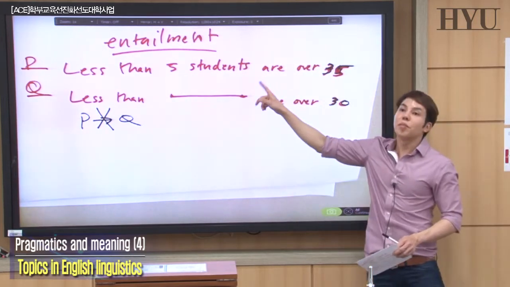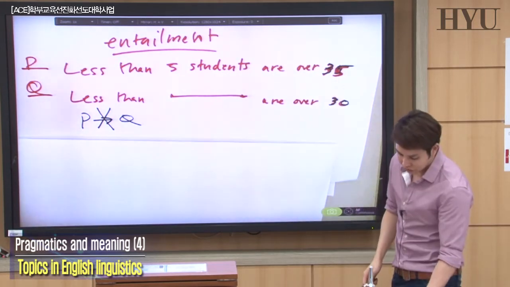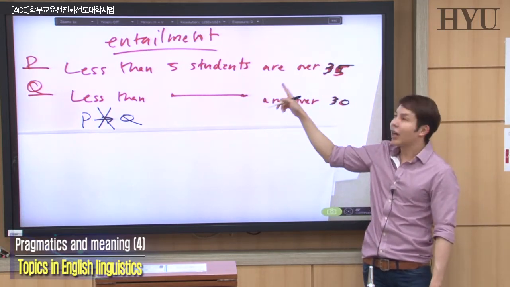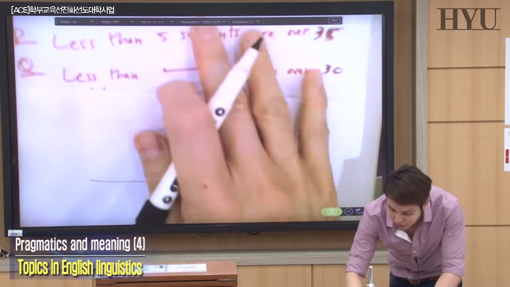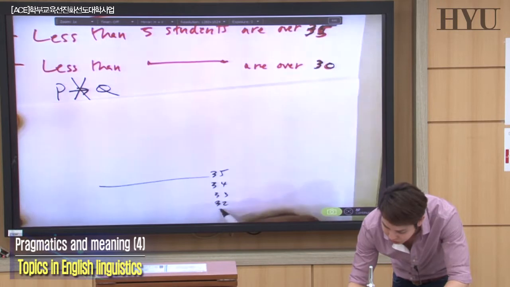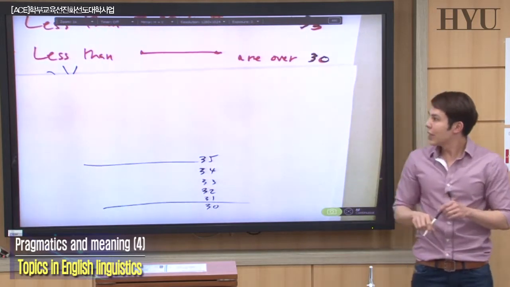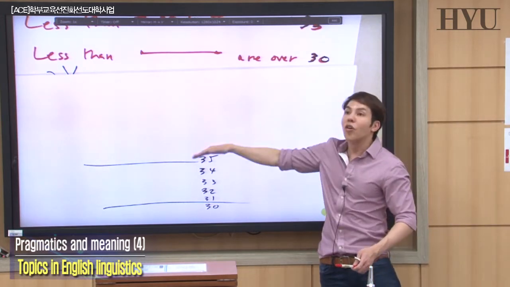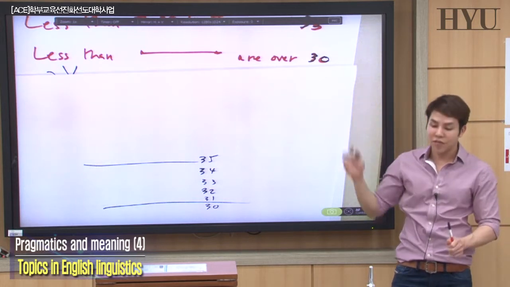Okay? So if we start from P, right? We have to start from P because P is always true, right? So if P is true, let's look at the situation when P is true. It says there, less than 5 are over 35. So you have 35 right here. Let's say that that's the age. Let's see, 35, and then 34, 33, 32, 31, 30, like that, okay? Now, the P statement says less than 5 are over 35, meaning you can have 0 to 4, right? Because that's less than 5.